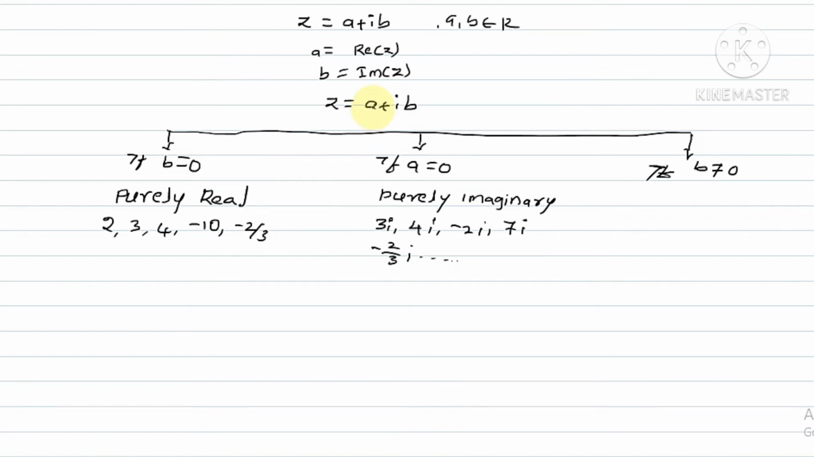a may be 0 or non-zero, but b value is not equal to 0. In this case, these are called imaginary numbers. Clear? So imaginary numbers means b value not equal to 0, a value is something we are having. That we can write 2 plus 3 iota, 4 minus 7 iota, 5 plus 8 iota, minus 2 iota, 7 iota, 8 iota, and so on.